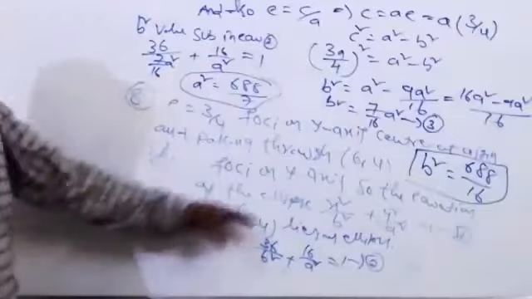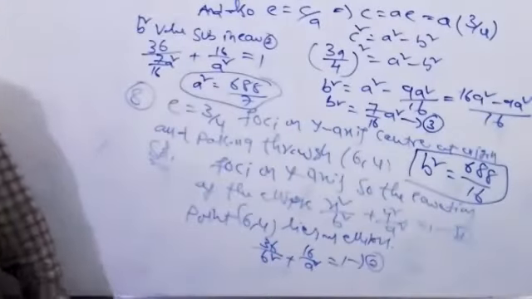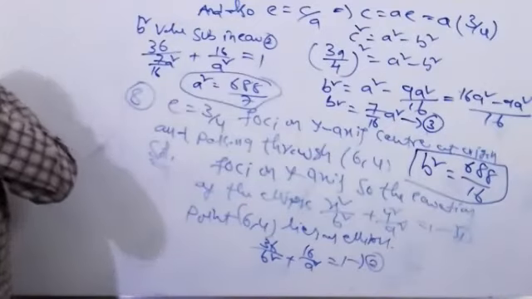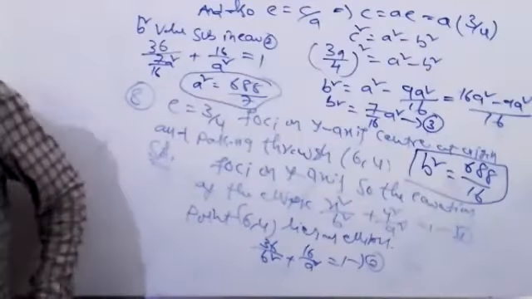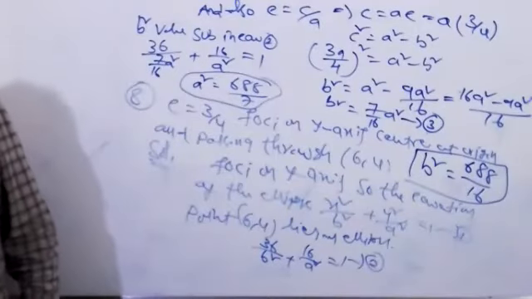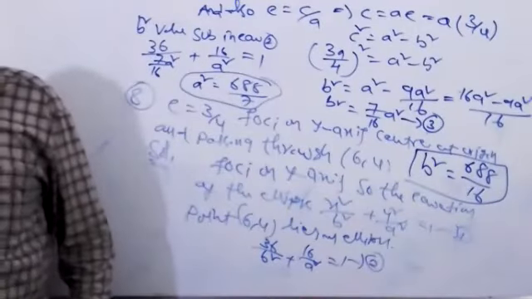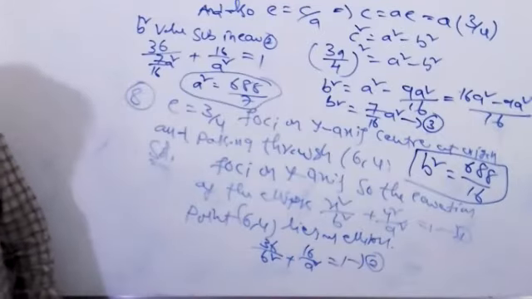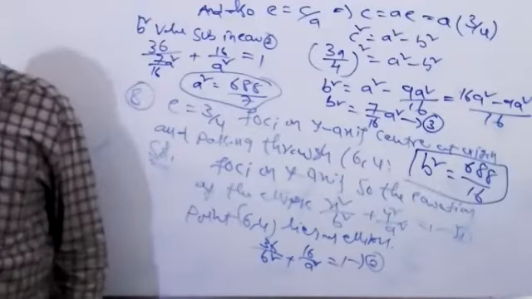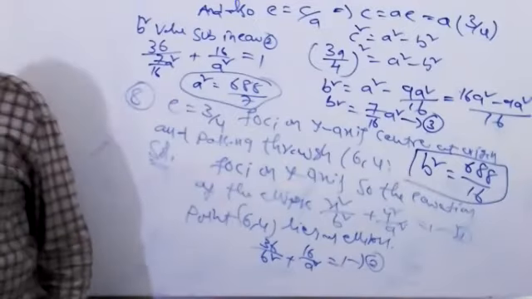Then substituting in equation 1. Sir, this value is 43. Oh, 43. Okay, okay. Understood, Himanshu? Yes, sir.